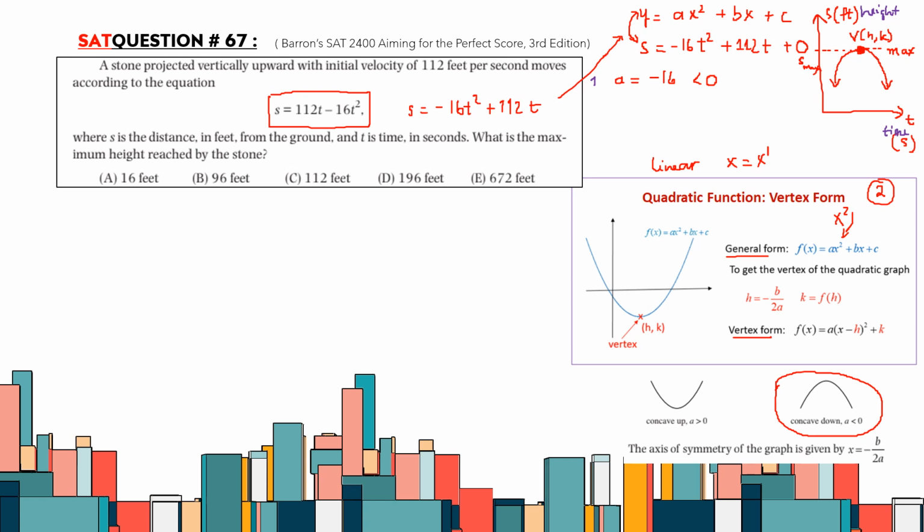Okay, so this is the first step: we find what the function is, quadratic or linear. The second step is we find the concavity. Is it concave up or concave down? That way we can figure out whether the vertex is the minimum point or the maximum point. In this case, it's maximum.